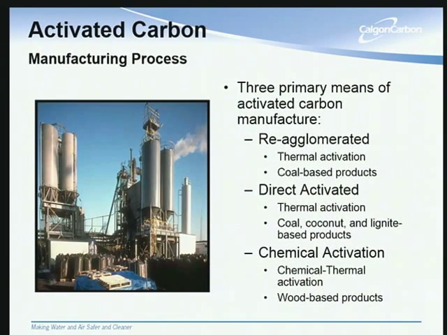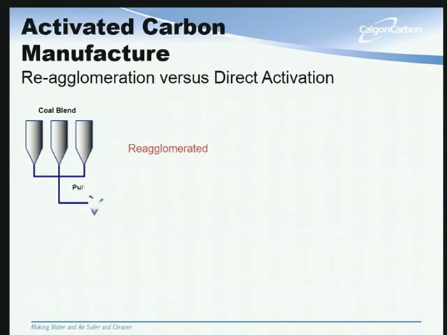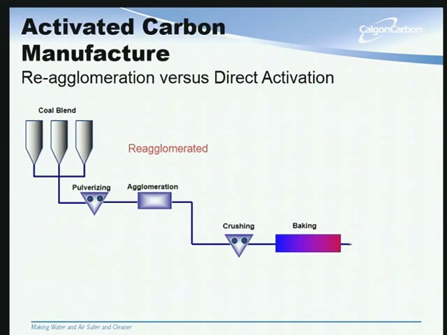How do we make activated carbon? In a nutshell, there are 3 different ways to do it. At Calgon Carbon, because we use bituminous coals, we rely on a process we call reagglomeration. And that involves a thermal activation at the end step. You can skip the agglomeration step and do what's called direct activation. That's also a thermally based activation. And then thirdly, there's also chemical activation. It's something I won't really delve into today. Here's a depiction of those 2 different processes, though, reagglomerated and direct activation.